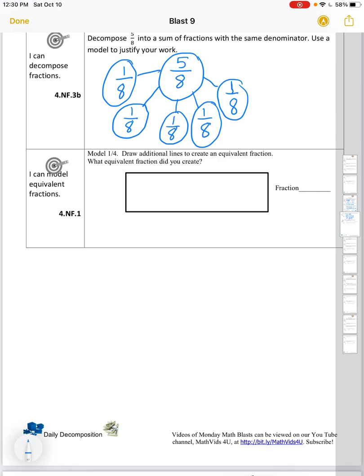All right, next, I can model equivalent fractions. Model 1/4, draw additional lines to create an equivalent fraction. What equivalent fraction did you create? So if I want to model 1/4, then that fraction says I have 1 part out of 4 equal parts in the whole. So I'm going to make my whole be 4 equal parts, and I want to shade in 1 of those 4 parts. So now we can see 1/4 modeled.